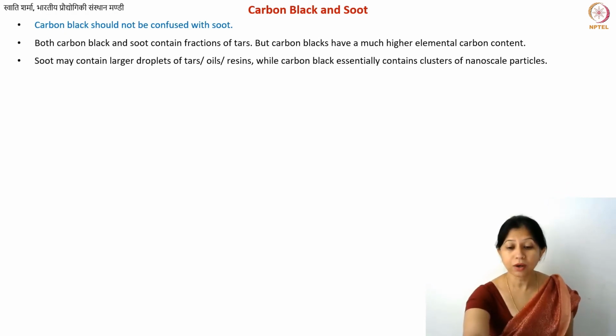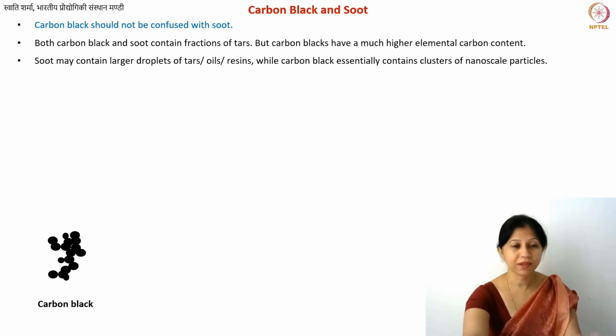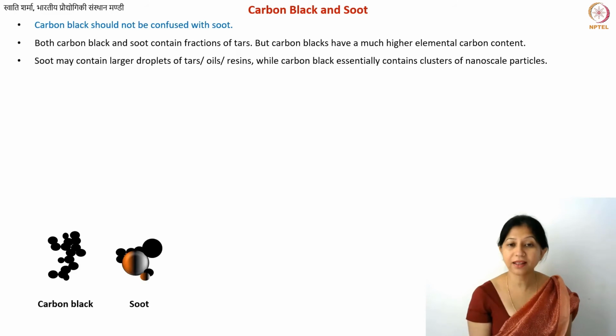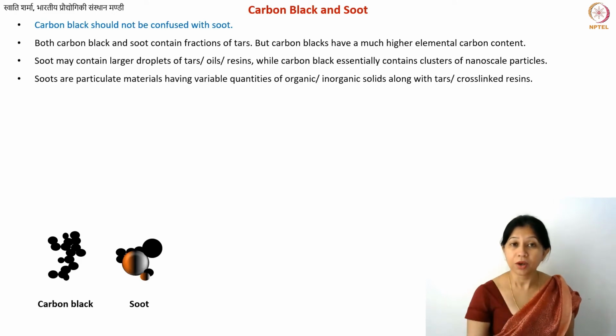Okay, so carbon black looks something like this. We already saw the TEM image, and the soot might look something like this. As I said, you may have brown carbon particles which basically contain tar, and you can have relatively larger amounts of tar. You can also have some inorganic materials mixed. So this is another difference.